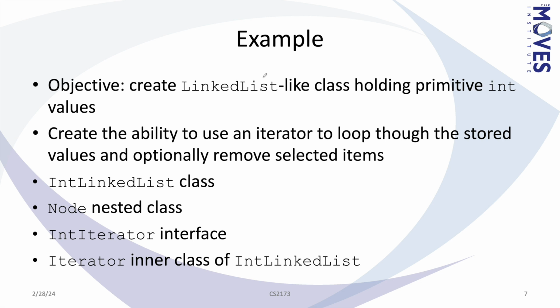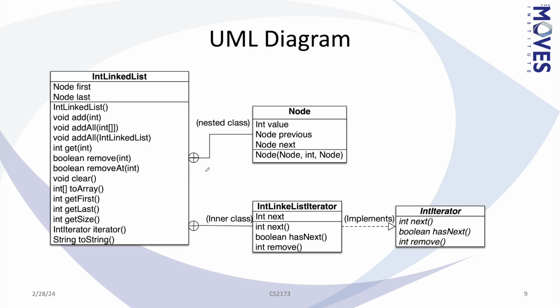Now, I want to implement a linked list that holds primitive int values. And I want to create the ability to use an iterator to loop through it and then optionally remove selected items. Remember, if I'm iterating through a collection and I want to remove something based upon a certain criterion, the way to do that is using an iterator. That's really the only way to do it. So, just to sort of design this thing, here's the design.